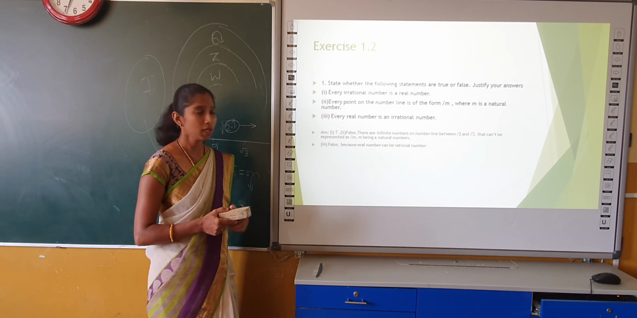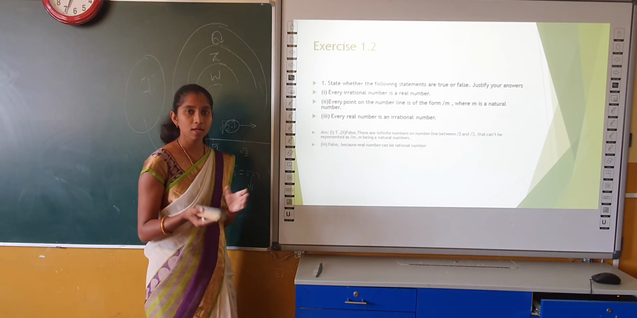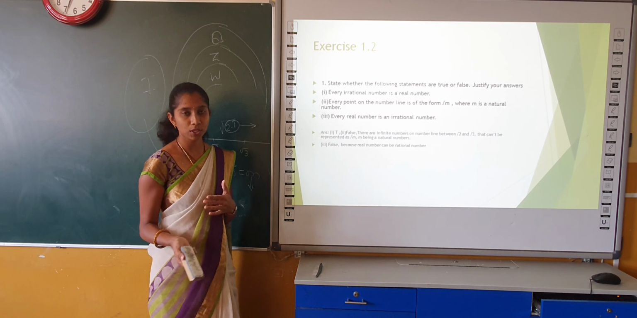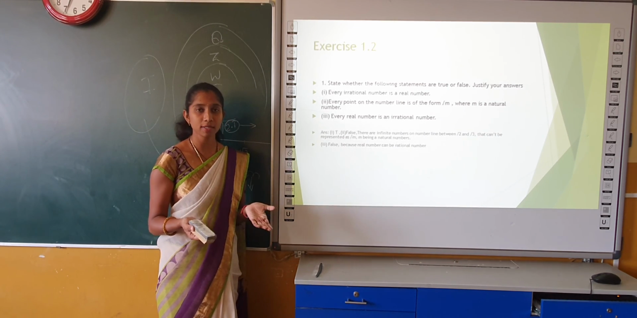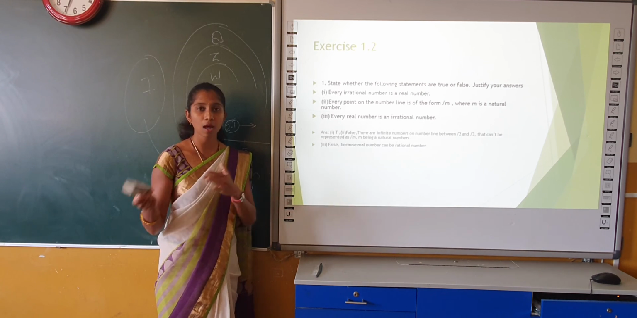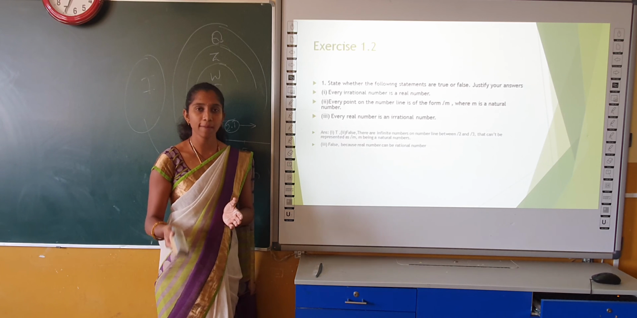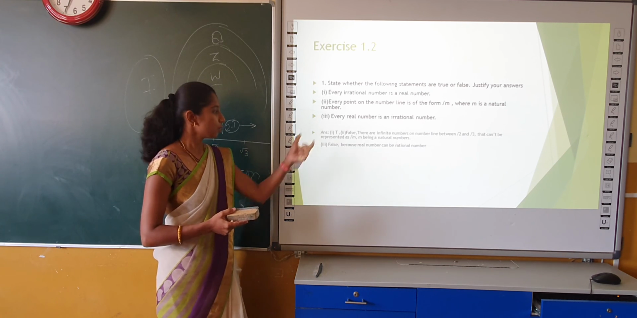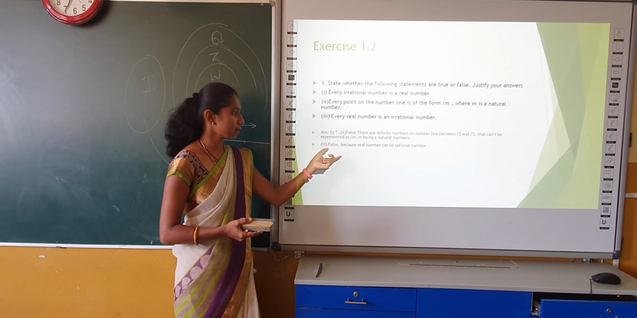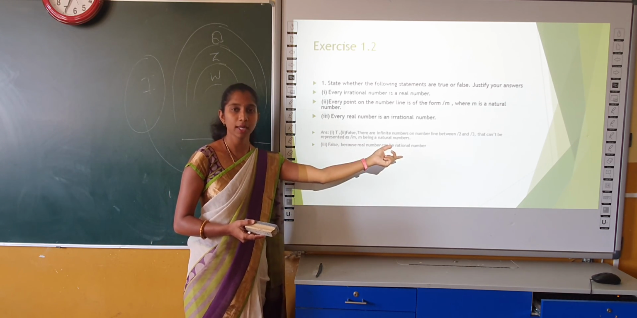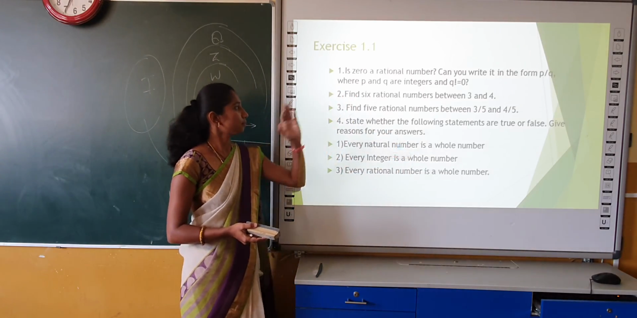Third statement: every real number is an irrational number. Is it true? A real number can be a rational number, because the combination of rational and irrational numbers is called the real numbers. We cannot say all real numbers are irrational numbers. So you should write the answer like this: false, because a real number can be a rational number.